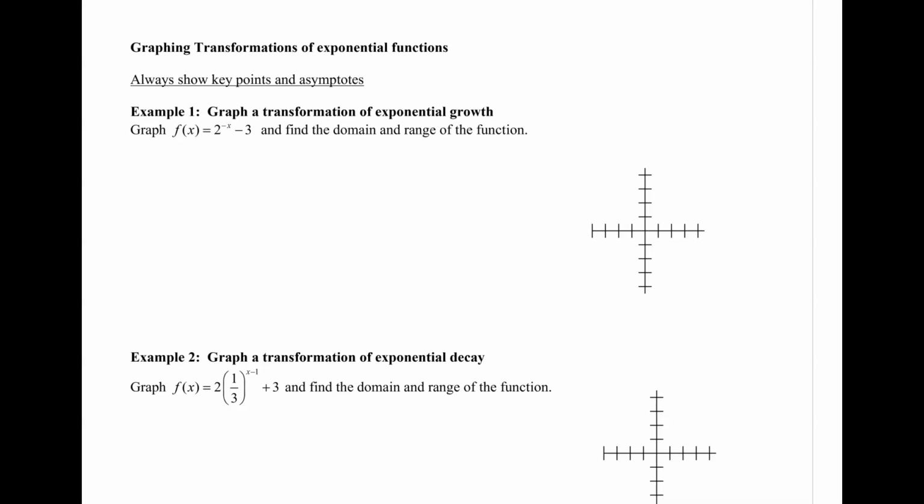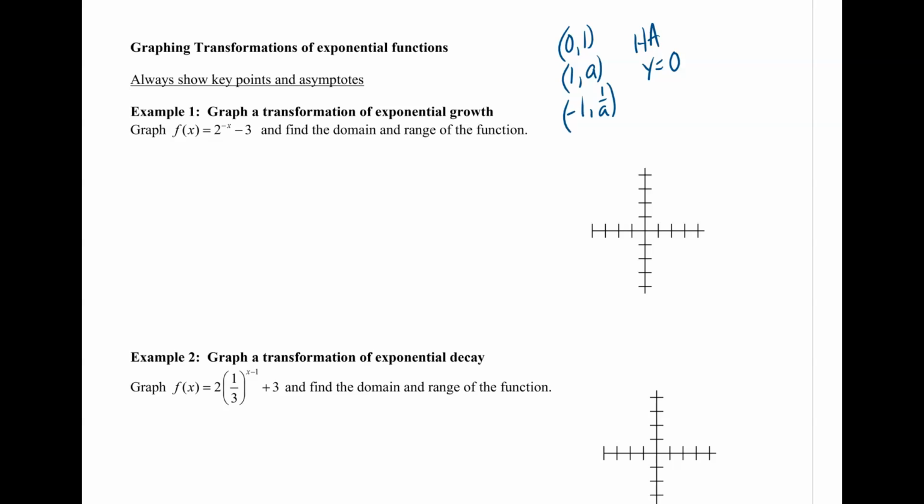So they all have the point (0, 1). They all have the point (1, a), a being whatever the base is. And they all have the point (-1, 1/a). Again, that a being the base. And they all have a horizontal asymptote at y = 0. So that's the foundation that we already know. It doesn't matter whether it's growth or decay. These will always be the case for the parent function.